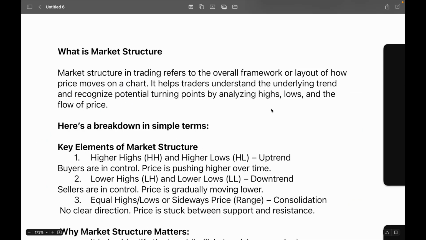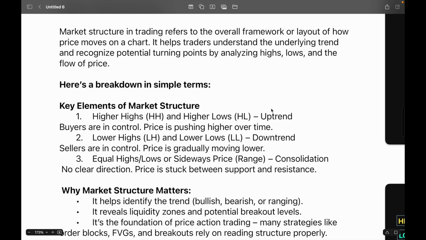Alright, so what is market structure? Market structure in trading refers to the overall framework or layout of how price moves on a chart. It helps traders understand the underlying trend and recognize potential turning points by analyzing highs, lows, and the flow of price. Now here's a quick simple breakdown.